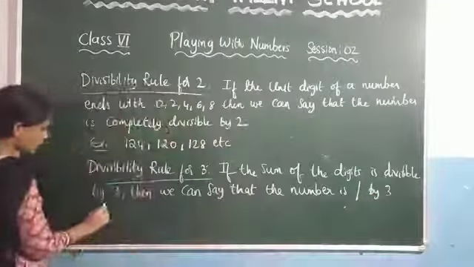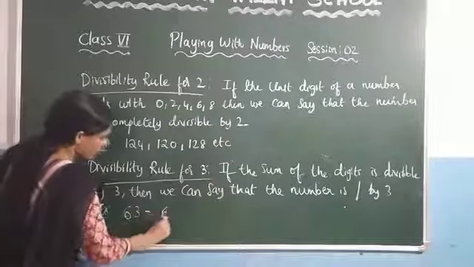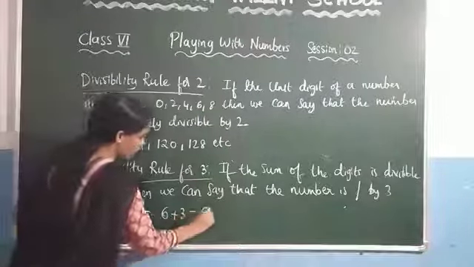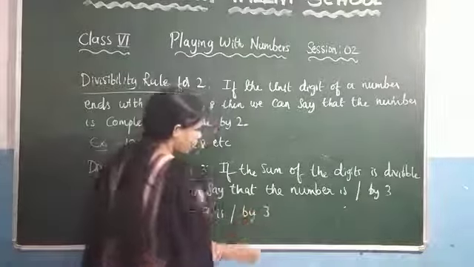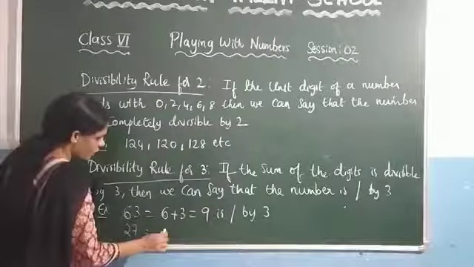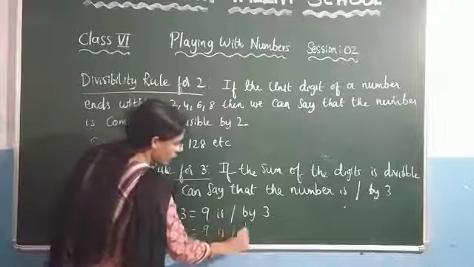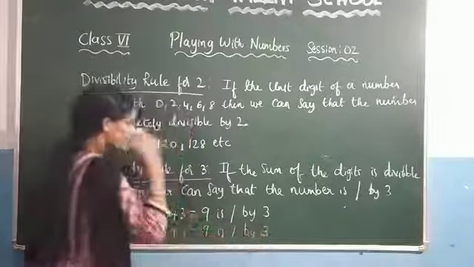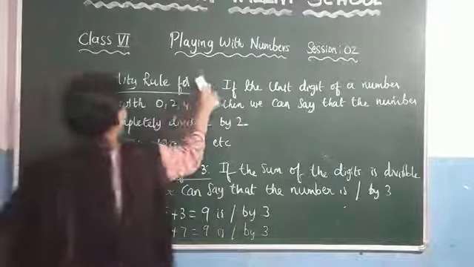So what are the examples here? You can consider 63, because if you add 6 plus 3, what you are getting is 9, and you know that 9 is divisible by 3, right? And similarly you can consider here 27. If you add those digits, you are getting 9, and you know that it is divisible by 3. This is the divisibility rule for 3.